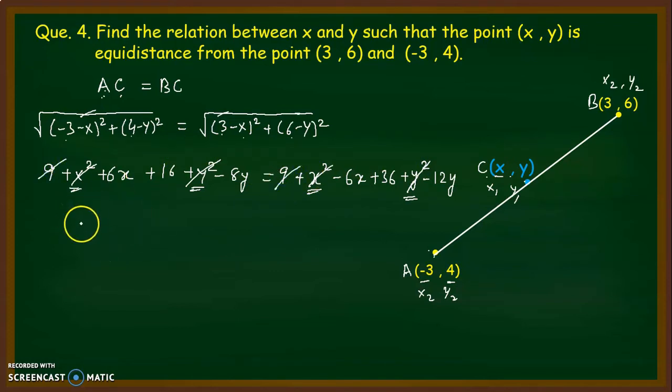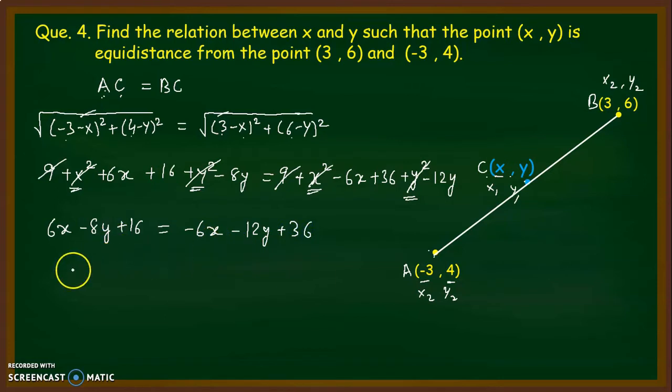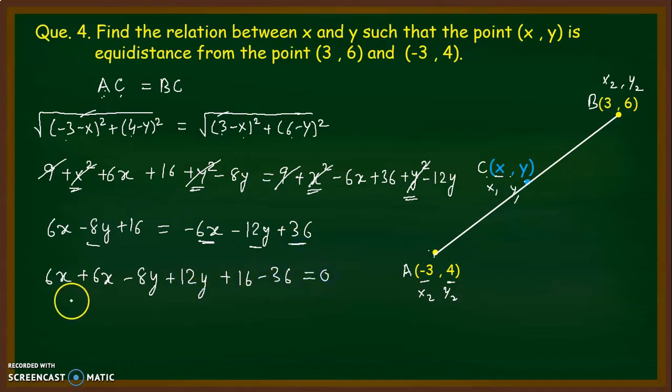So if you write down the remaining things, on the left hand side we have 6x minus 8y plus 16, and on the right hand side we have minus 6x minus 12y plus 36. So if we take the right hand side to the left hand side, this is 6x, this minus 6x becomes plus 6x, here we have minus 8y, this minus 12y becomes plus 12y, and here this is plus 16 and this plus 36 becomes minus 36, equals 0.